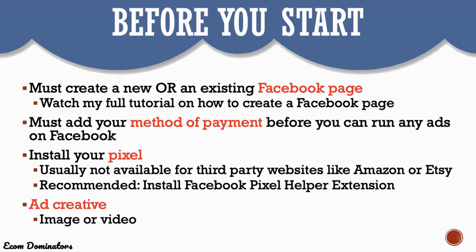Now, keep in mind the pixel will not be available for third-party websites like Amazon or Etsy, mainly because these are owned by someone else and they do not give you access to the back end. So usually this is only for websites like Shopify, Wix, WooCommerce. Those are the ones where you can access the back end and then insert the code into the header. I'm going to show you a very quick tutorial on how you can install it, but Facebook will give you entire instructions on how to install it.